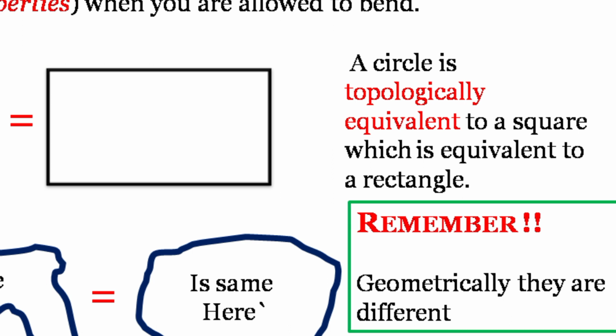But remember, geometrically they are not the same, they are different. So now you get close to the difference between geometry and topology. Geometrically these shapes are different, but topologically they are the same. Now here comes the number one utility of learning topology.